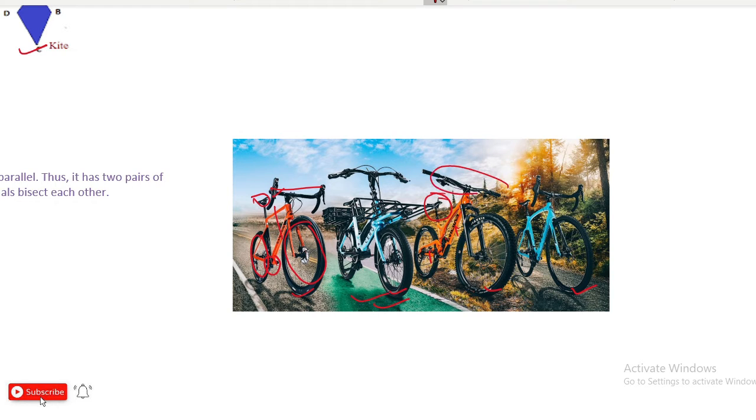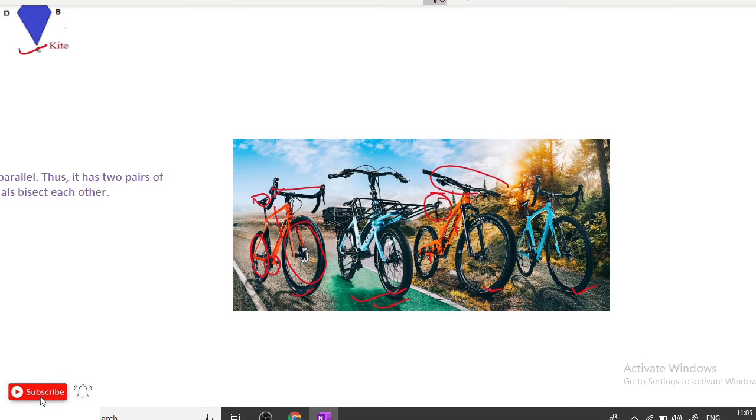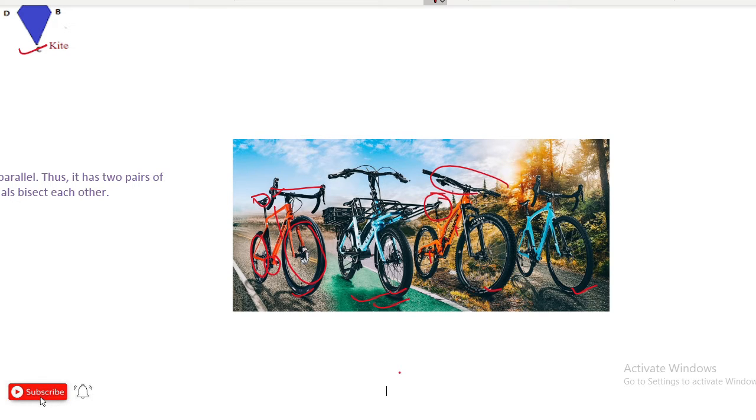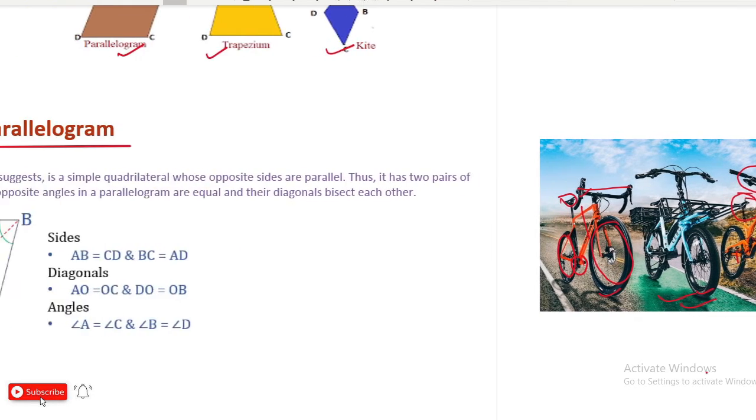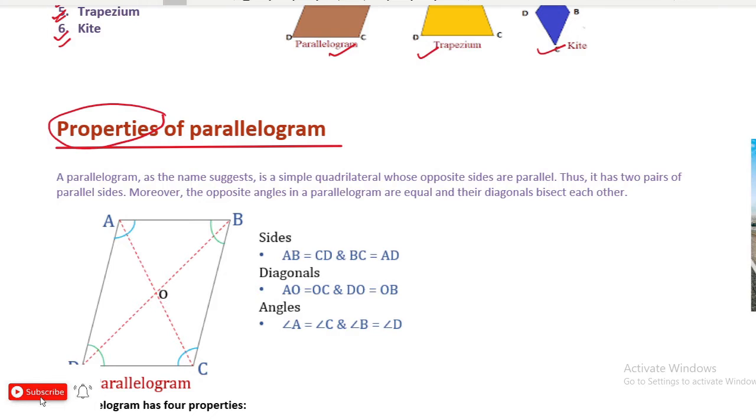So these are the properties of a cycle. When we think about the cycle, in our mind it reflects two wheels, chain, seat, etc. So it is the properties. Same here, when we think of the parallelogram, it should also have properties. So we discuss the properties of the parallelogram.